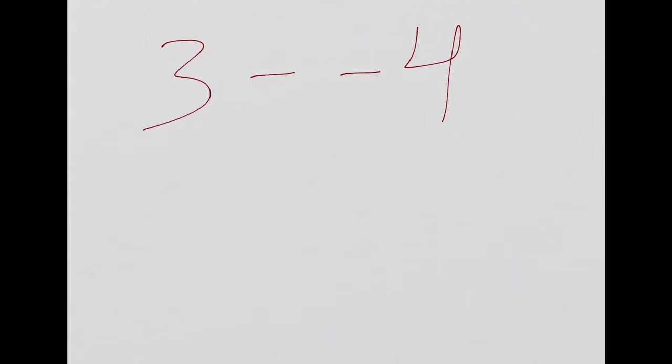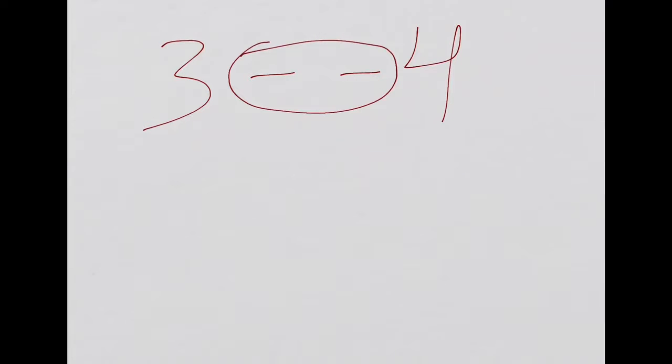The other thing to watch out for is when we have 3 minus a negative 4. Here, when we have two negatives right next to each other, they cancel each other out and it becomes plus. So 3 minus a negative 4 would actually be 3 plus 4, which is just 7.